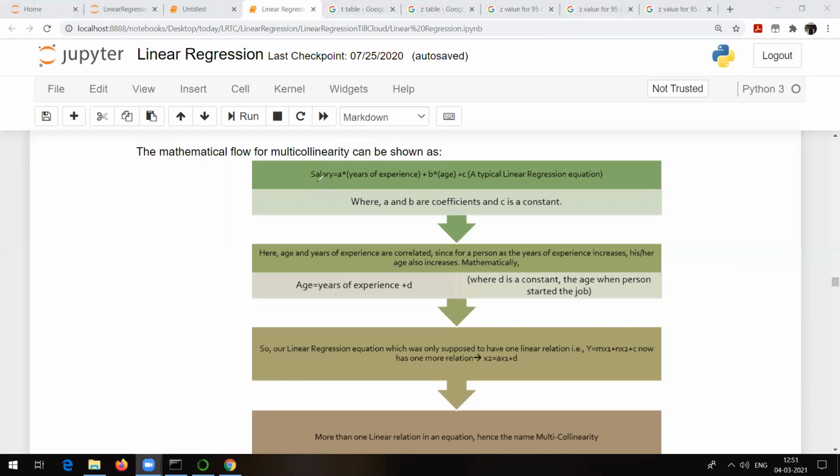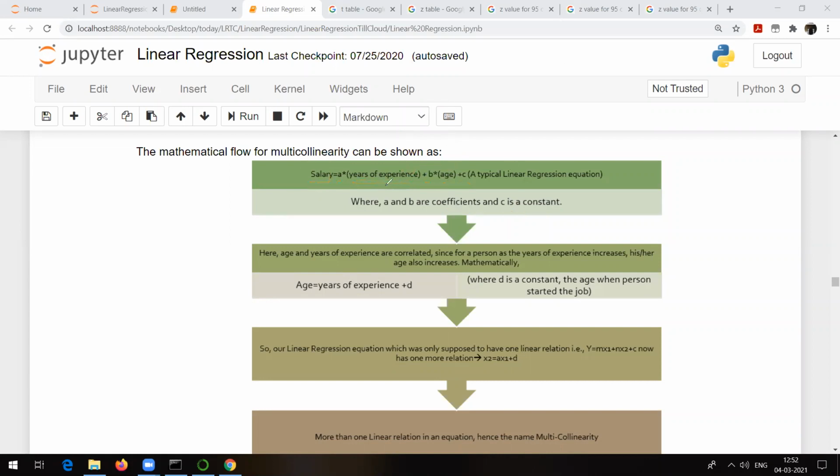So to understand multi-collinearity, take this example. Salary is equal to A into years of experience plus B into age plus C, where A and B are coefficients and C is a constant. Salary is our output column, and years of experience and age are input columns. Multi-collinearity means a relationship between the input columns themselves.